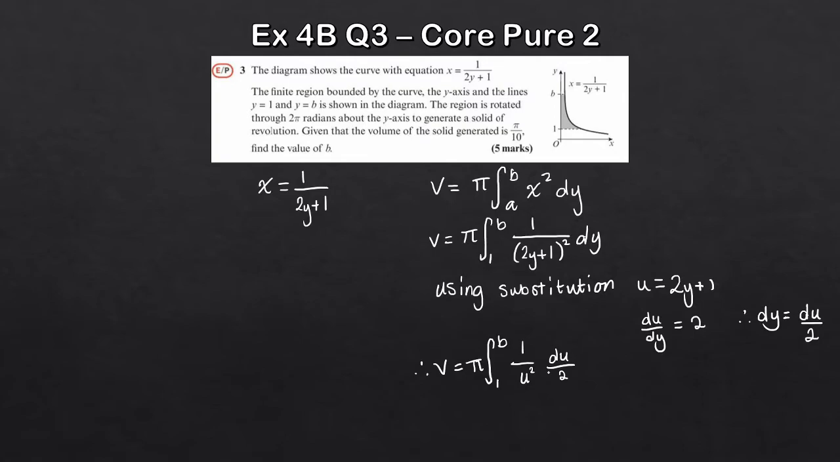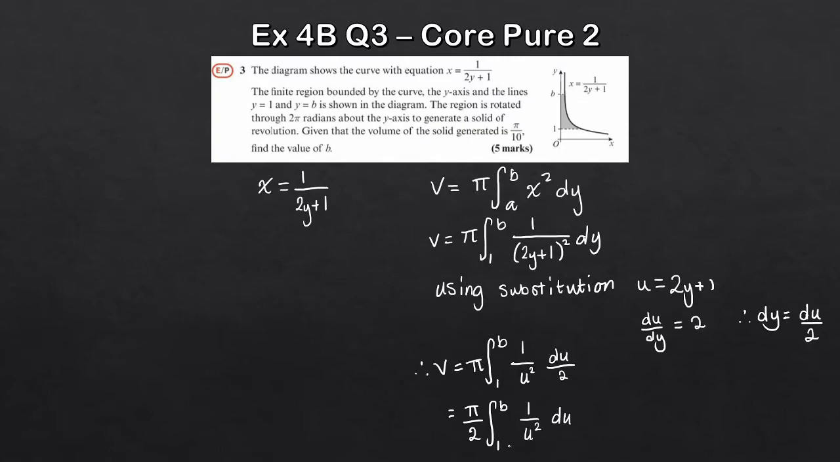Or in other words, you could write that as a half du if you prefer. So I'm going to take this half out to the front here, again using linearity. So we can write that as pi over 2 times the integral from 1 to b of 1 over u squared du. Okay, and now we can work with this.